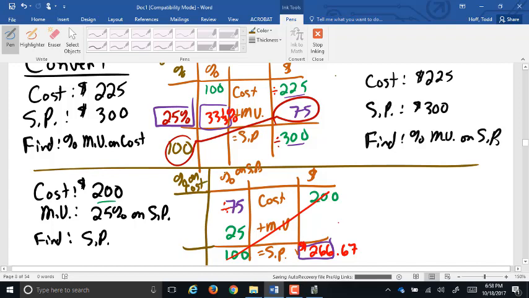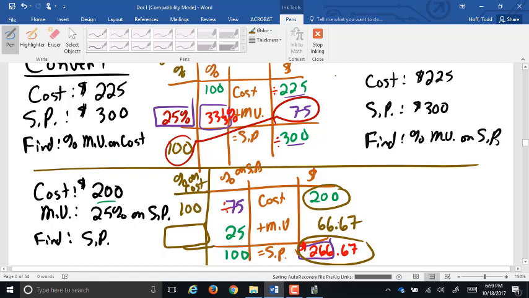Based on that same information, $200 cost, $266.67 selling price. So that's a markup of $66.67. Find the percent markup based on cost. So the 100 would go in the cost, and we would end up multiplying 100 times 66.67 divided by 200 is 33.33%, 33 1/3.